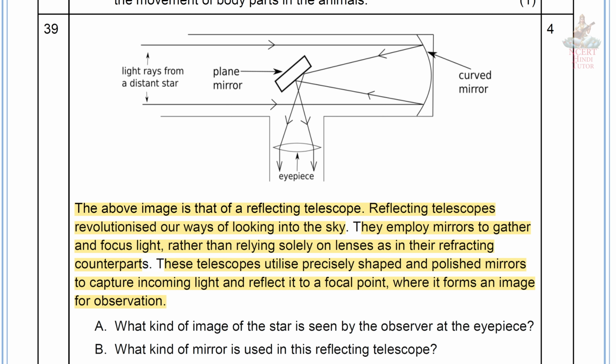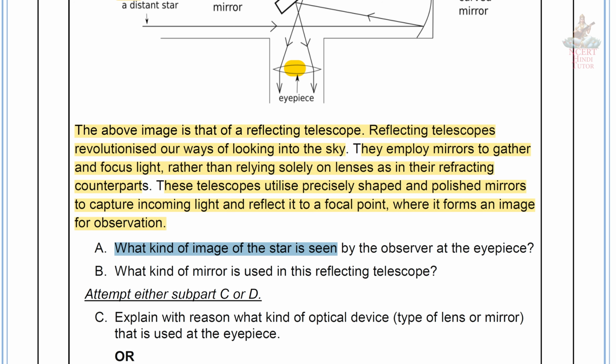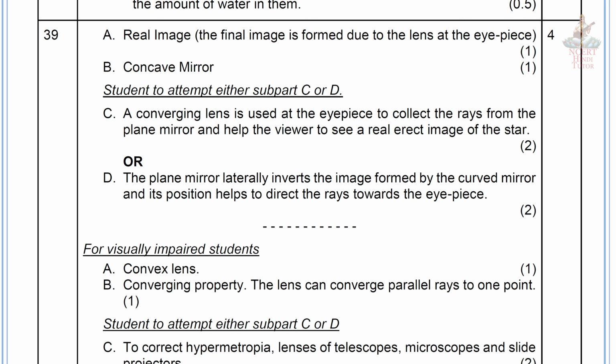So friend, these are the light rays from a distant star. This is plane mirror. This is eyepiece. This is curved mirror. A. What kind of image of the star is seen by the observer at the eyepiece? Answer. Real image. The final image is formed due to the lens at the eyepiece.